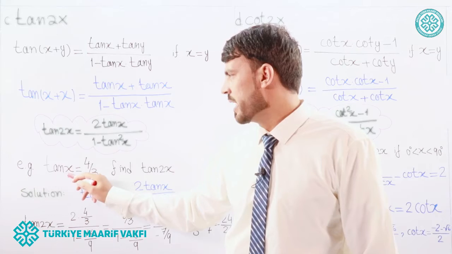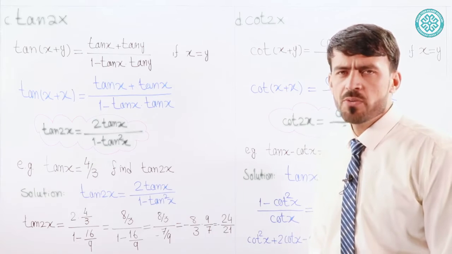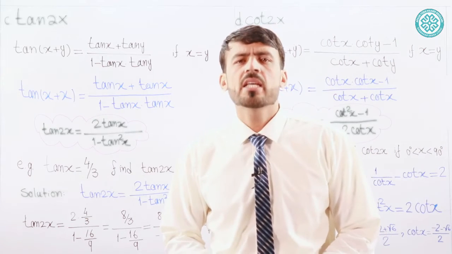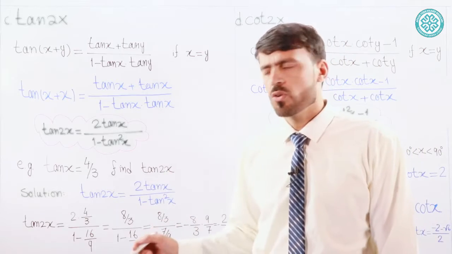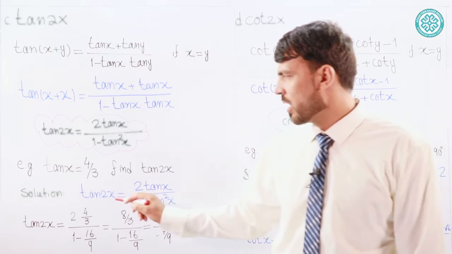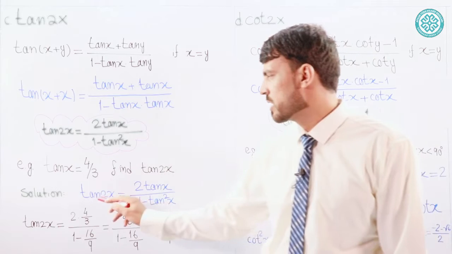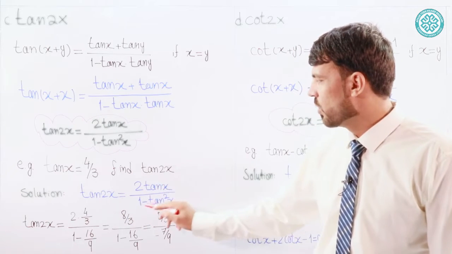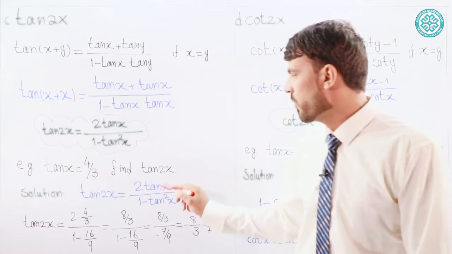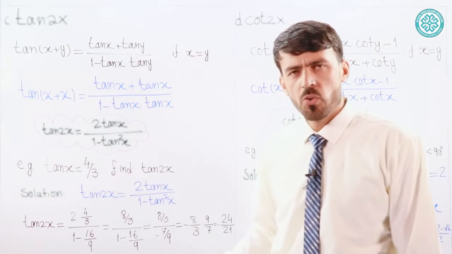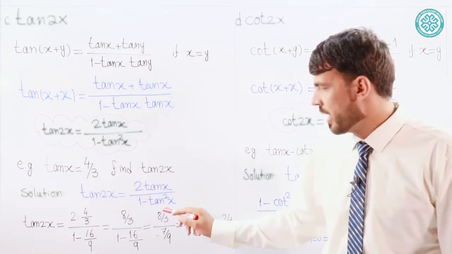Here I am going to solve an example. The example is: tangent x is equal to 4 over 3. Find tangent 2x. Every time we want to solve an example, the first thing we should do is write the formula for that question. Here we write the double angle formula of the tangent function: tangent 2x equals 2 tangent x over 1 minus tangent square x. The value of tangent x is 4 over 3. We can replace tangent x with 4 over 3 in the numerator and also in the denominator.